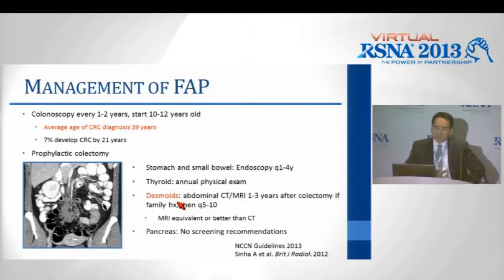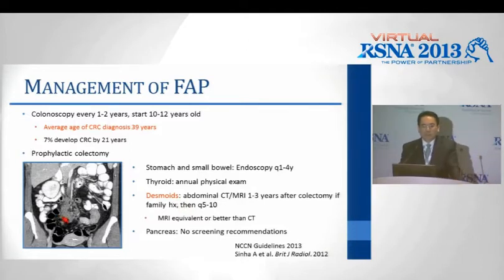Now, desmoid tumors are very interesting. Desmoid tumors, illustrated here on this coronal CT image, is an infiltrative mass surrounding the SMA and its branches, and typically occurs after colectomy. So the patients have a colectomy as a risk-reducing strategy, and several years later develop a desmoid tumor.